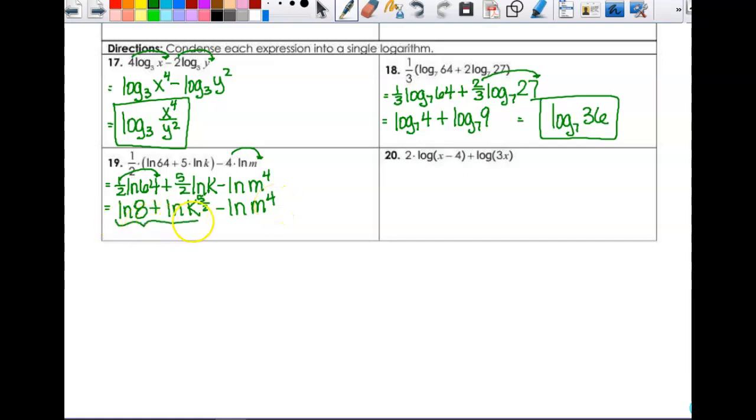So then I'm going to combine these two, and I will get the natural log of 8 times k to the 5/2 power minus the natural log of m to the 4th. Subtracting 2 logs with the same base, so that becomes one single log with division, 8k to the 5/2 over m to the 4th.